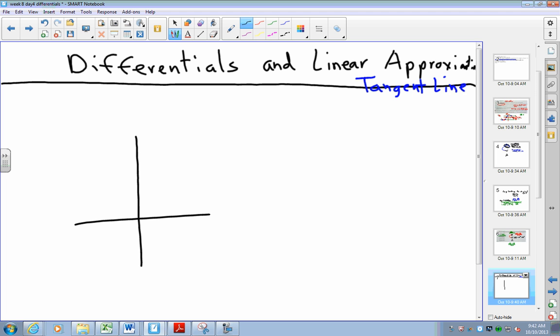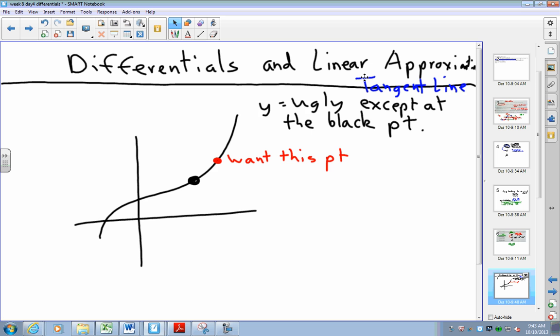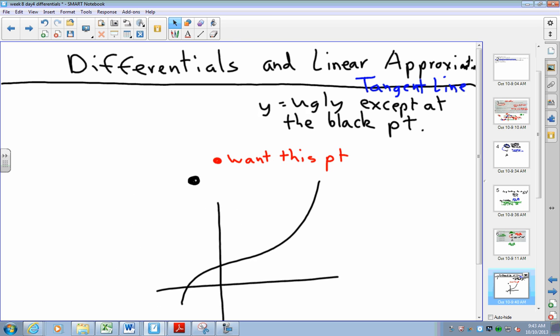If I have a function, and I have a point, my goal is I want this point. And I want to tell you the function is ugly, except at the black point. Okay, so let me change this so then you'll see what an ugly function would be.